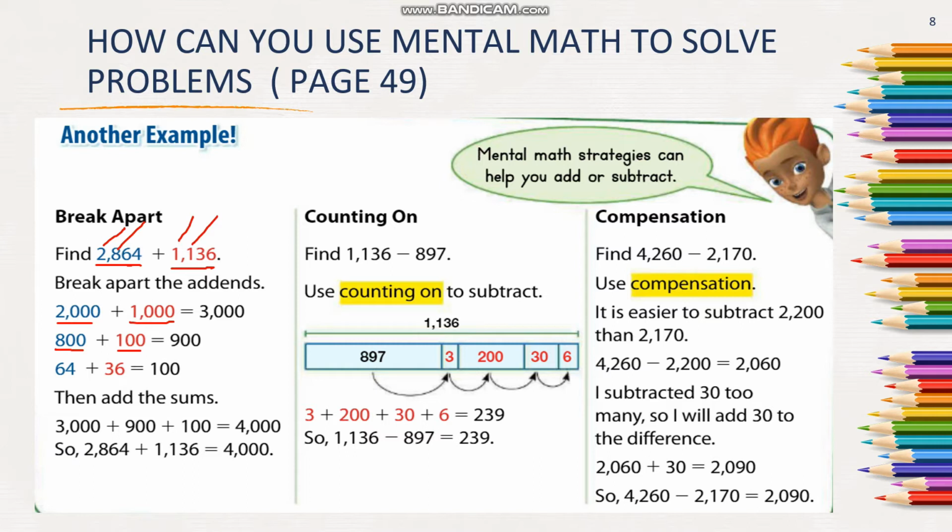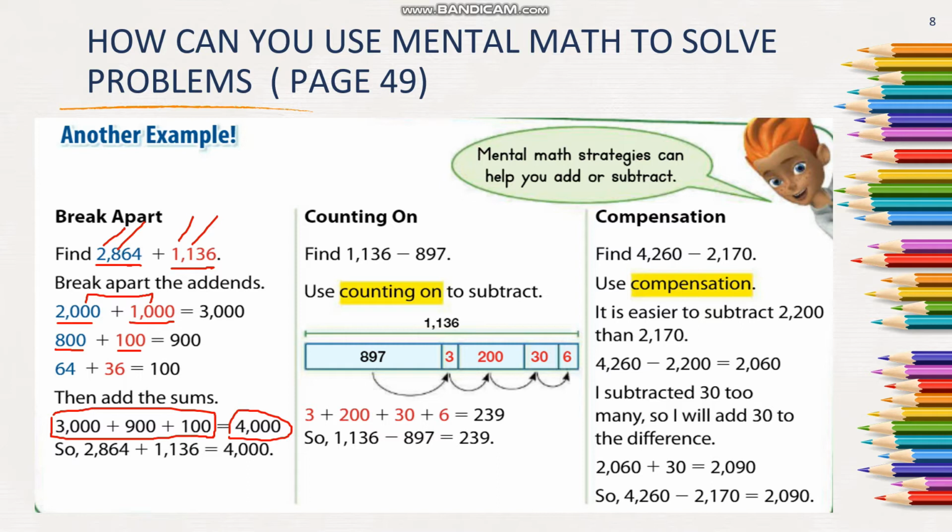Then I will add both the thousands. 2,000 plus 1,000 is equivalent to 3,000. 800 plus 100 is 900. 64 plus 36 is 100. Then I will add all those, and the final answer is 4,000. So that is what we call a break apart strategy.